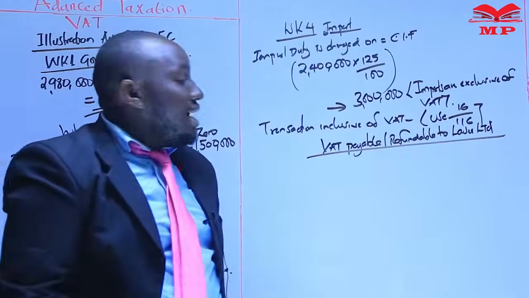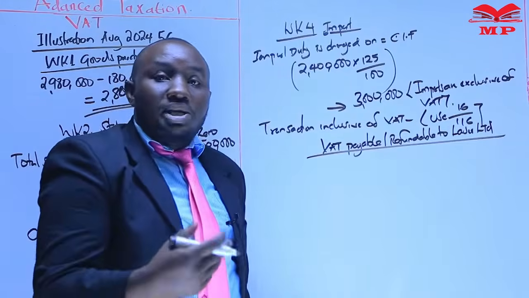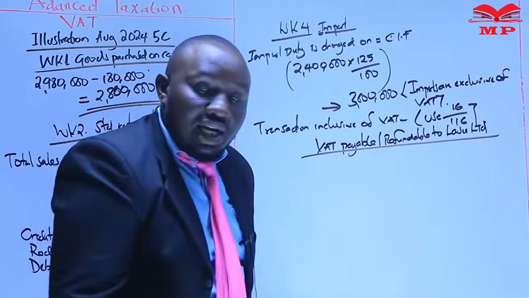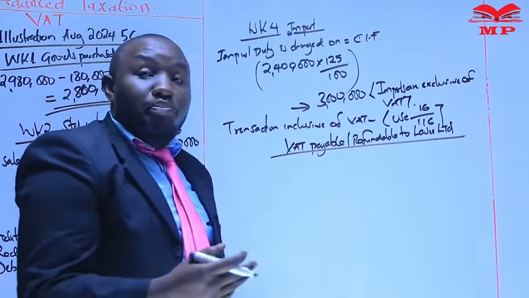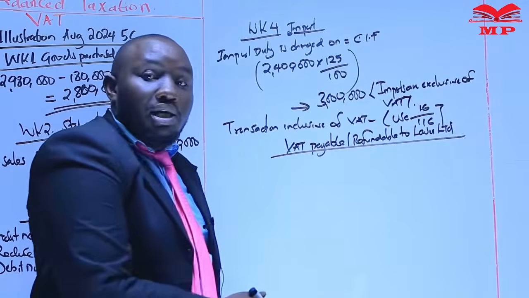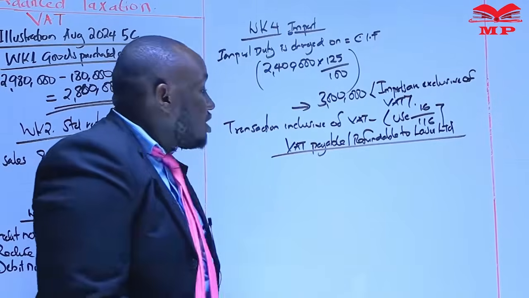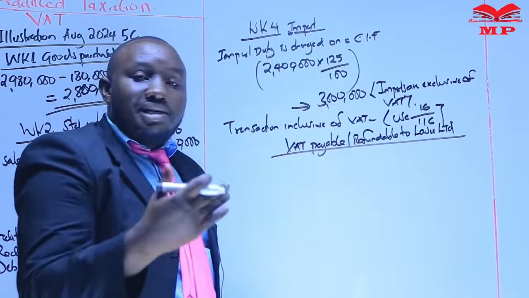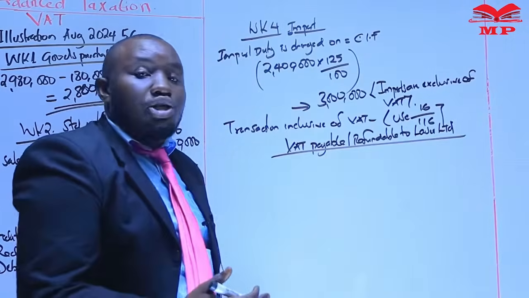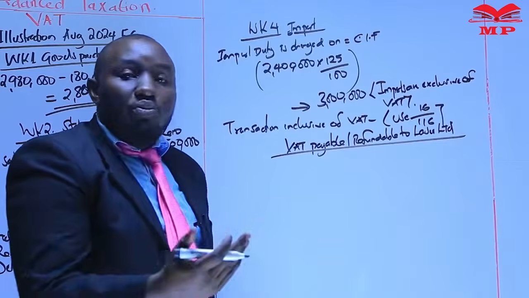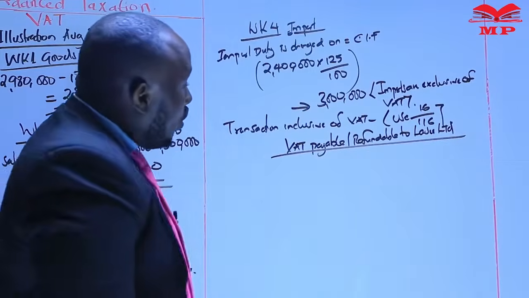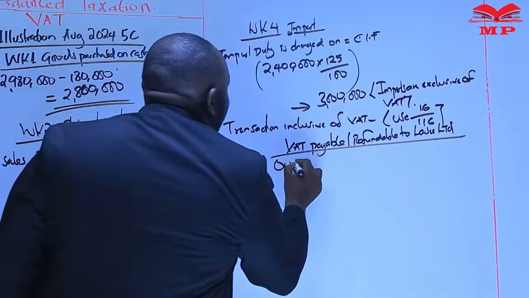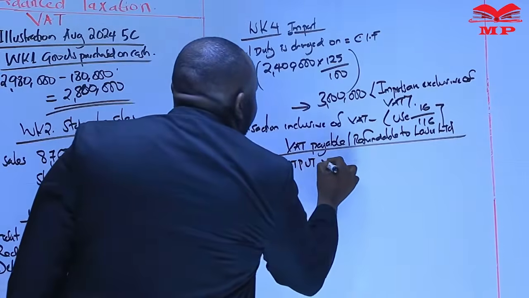Particularly on questions that have restriction, one of the best approaches to take is to do the output separate and do the input separate. Sometimes students mix them, but the best approach when it comes to questions that deal with restriction is to have the output separate, and also do the input separate. So we go to the output, we get the output VAT.